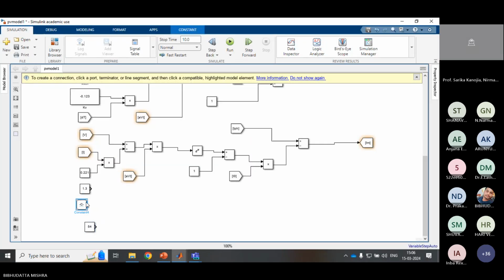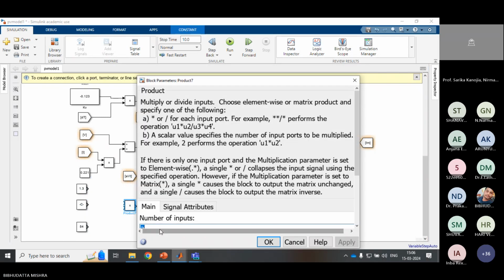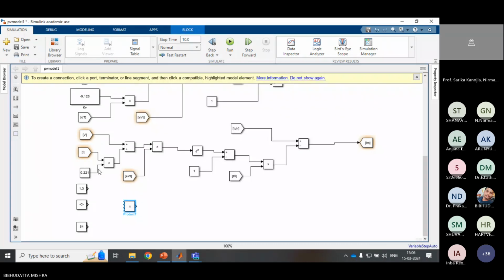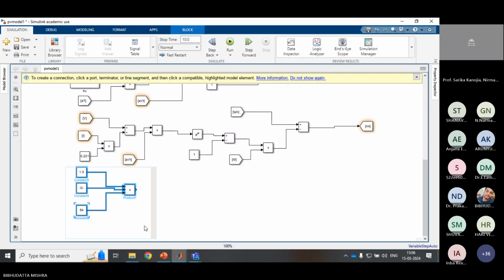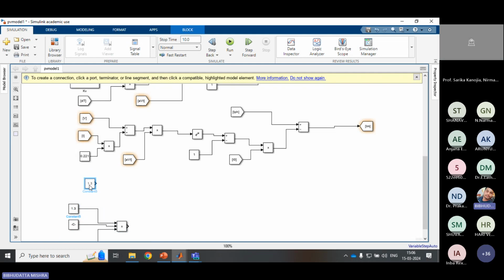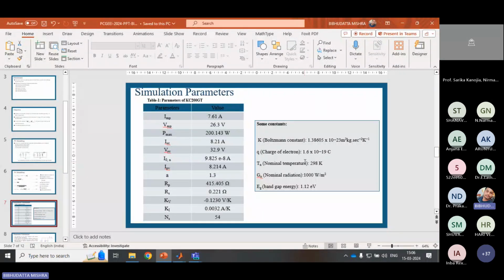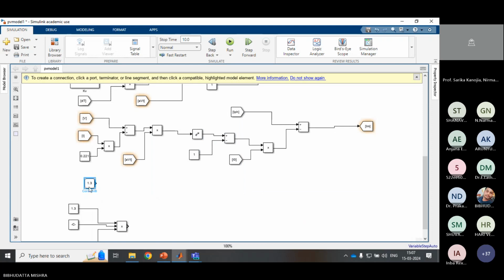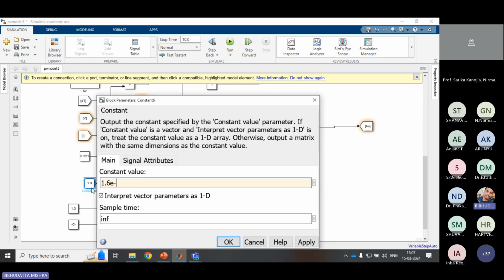So now these three constant values should be multiplied. Then Q, another constant, which is the charge of one electron. This value is also given: 1.6 e to the power minus 19.